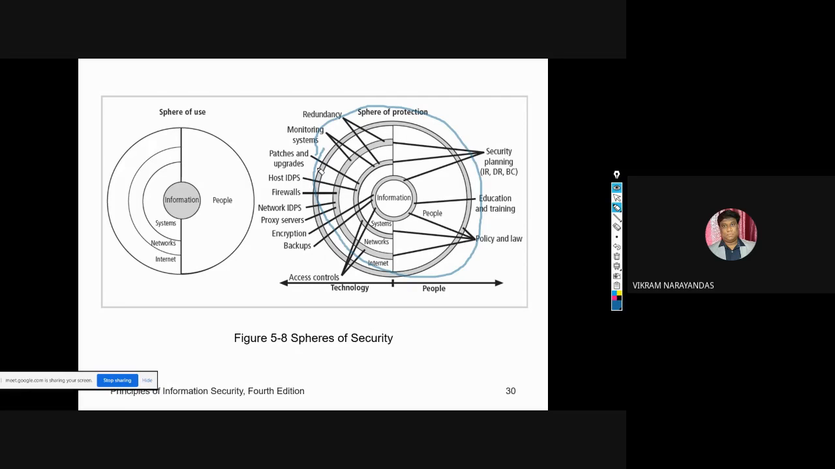Key components used for planning the perimeter are firewalls, DMZs (demilitarized zones), proxy servers, and intrusion detection systems. It may be a host-based or a network-based IDPS.